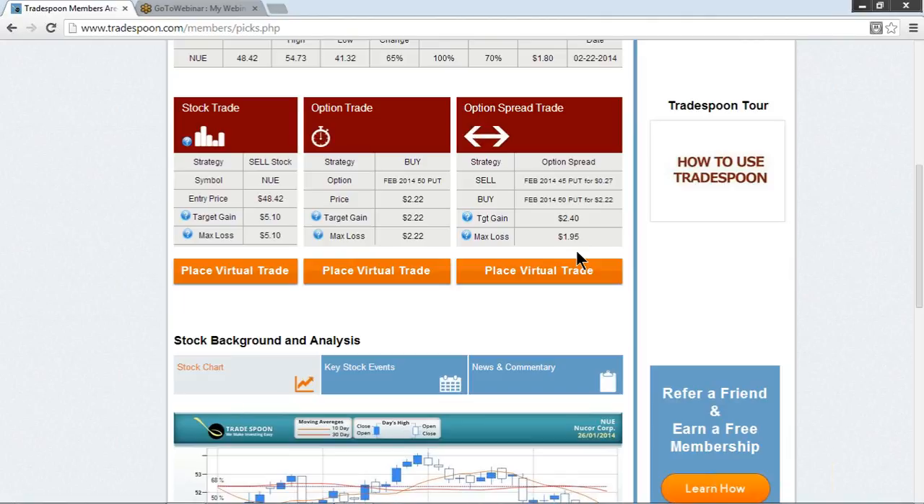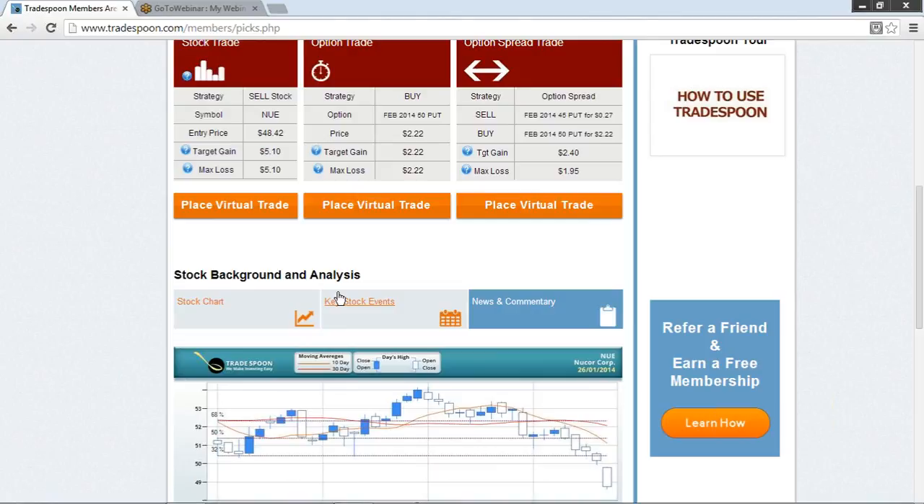Now, our target gain is going to be $2.40 higher, so you're going to put a sell limit on this spread of roughly $4.35, somewhere in that range, and you're going to have that out there good until cancel to sell the spread if it gets to that level. And as always, you can use our proprietary virtual trade here from Tradespoon to try out these new strategies if you've never done any one of these three before, or if you're new to the Tradespoon picks.